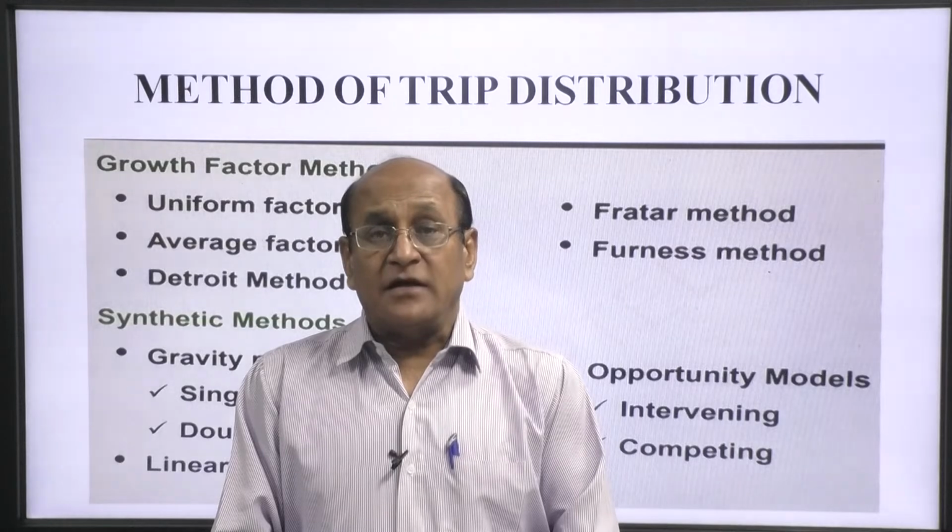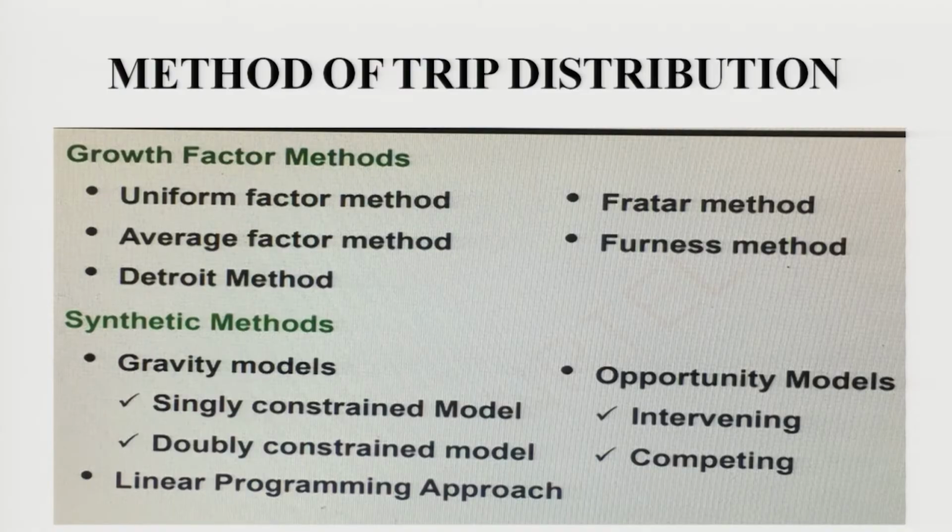These are the different methods used in the growth factor method. We will discuss some of them, then come to the synthetic model, in which there are gravity model, which includes singly constant model and second is doubly constant model. Then another is opportunity model, in which we will discuss inverting opportunity model and competing opportunity model, and one another is also there, that is linear programming approach in the synthetic model. So, there are many methods used for forecasting the trip distribution.